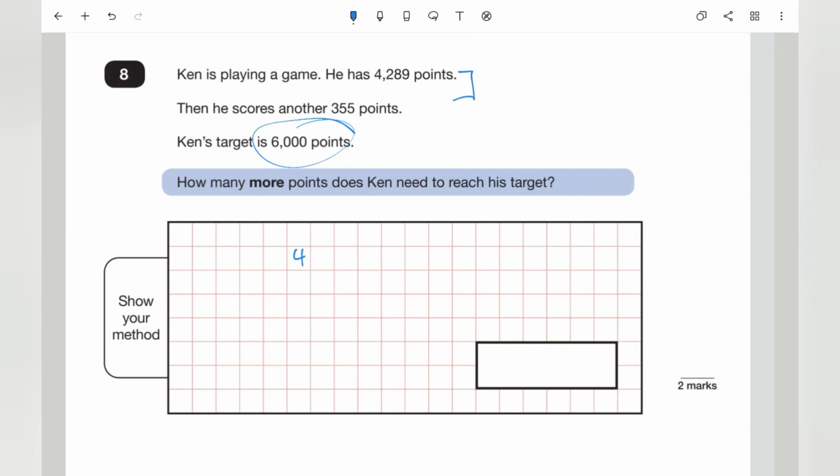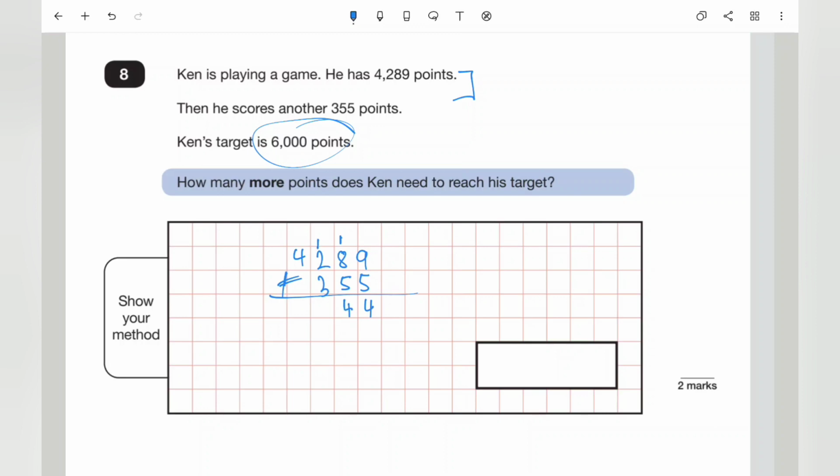So we've got 4,289. And then he scored another 355. We need to add these together. If I add these very quickly, 9 plus 5 is 14. Carry over the 1. 8 plus 5 is 13. Plus 1 is 14. 4.